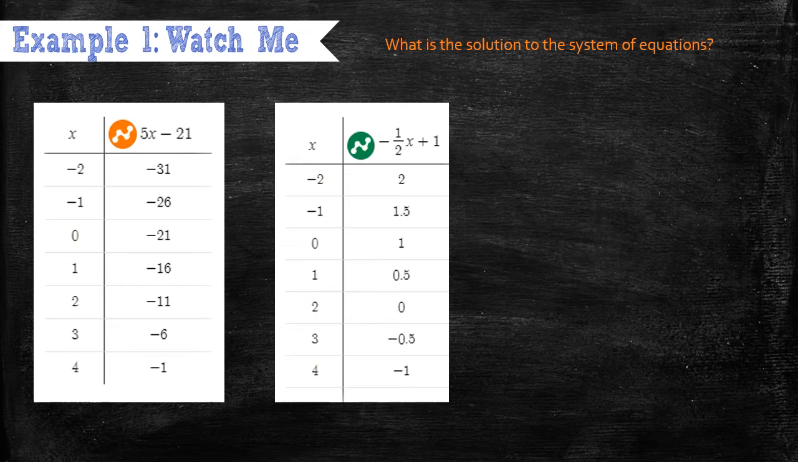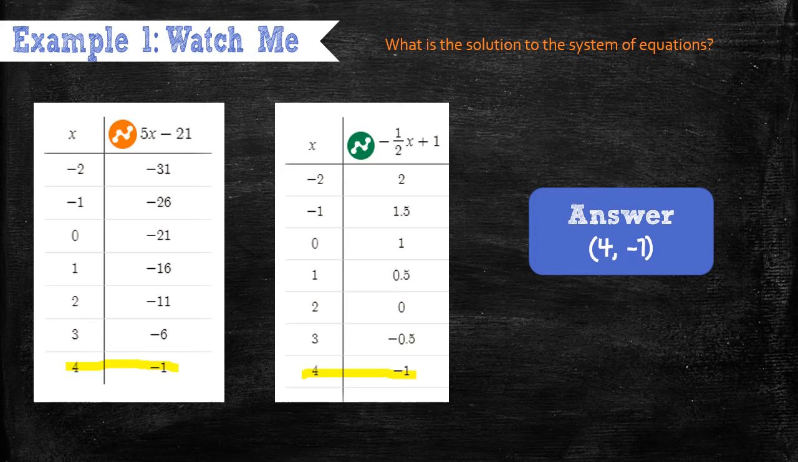So when I go through my tables here, if I go down my x values or my inputs, I can see the -2, the y's or my outputs, they don't match. For my -1 x values, my outputs or my y values don't match. Same with zeros, -21 is not the same as 1. 1 doesn't work because I've got -16 and 0.5. Go to the 2's, they don't match. My 3's don't match, but my 4's down here, these match. Notice that at x equals 4, my y value is the same. So my answer is (4, -1).